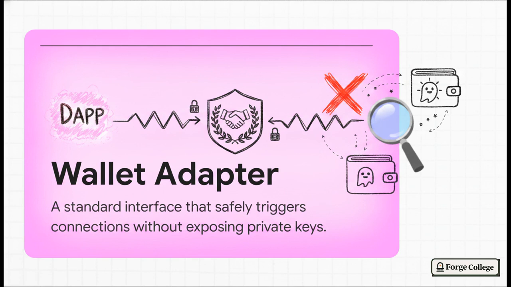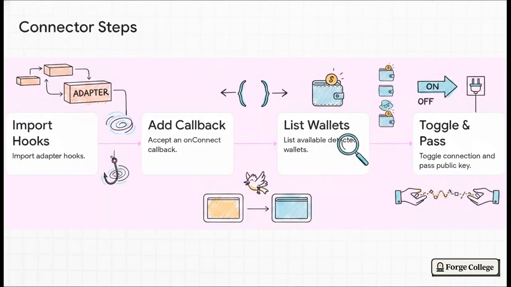Because trust me, unless you actively want to sponsor a hacker's next luxury vacation by accidentally exposing keys in your front-end code, you literally never want your dApp touching that raw data. It's safe, it's standardized, and it's absolutely essential for user security. When we translate this flow into code, it's actually brilliantly straightforward.